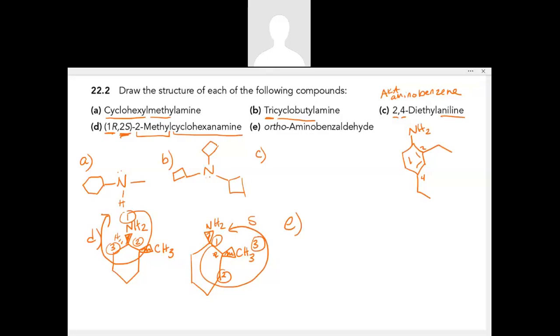All right, and then let's take a look at our last compound here. We have aminobenzaldehyde. So benzaldehyde is our parent. So we have our benzene ring coming off of that. We have our aldehyde carbonyl. And then in the ortho position, so that would be right here, we're going to have our amino group.